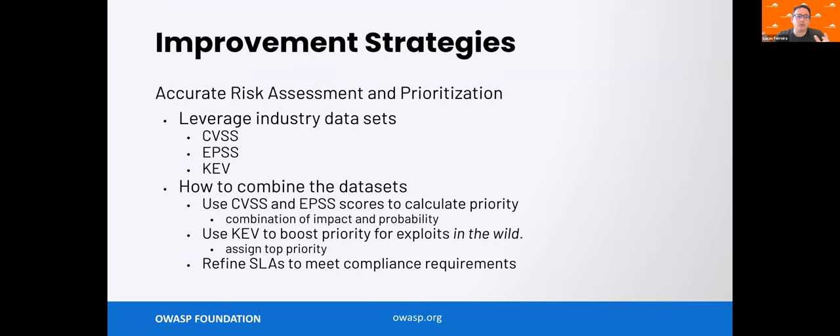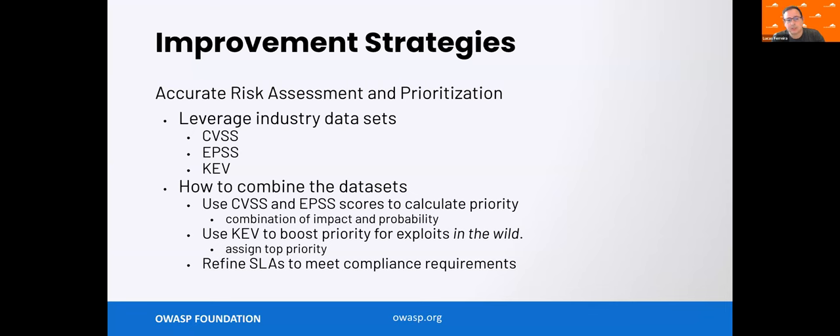So the first thing was, let's leverage industry standard data sets. We're dealing with CVEs, a very well-known way of categorizing vulnerabilities, and there are some data sets built on top of the CVE database. Obviously we have CVSS, and CVSS needs to be used. CVSS is a requirement from compliance, and we cannot just abandon it. CVSS is not perfect, but it's also one of the best ways to standardize the measurement of the impact that certain vulnerabilities can have.